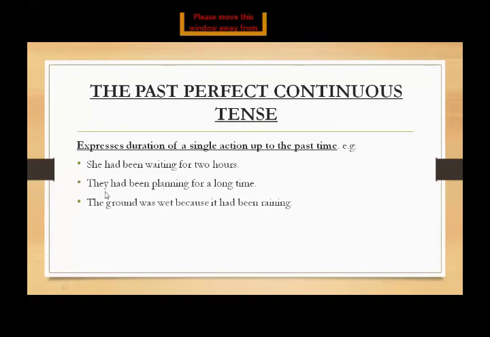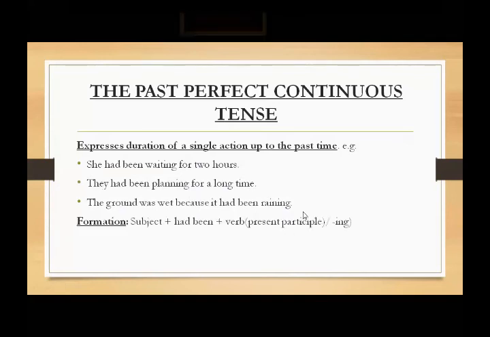She had been waiting for 2 hours. If I said "she was waiting for 2 hours," it would be wrong. They had been planning for a long time. The ground was wet because it had been raining. The formation is subject plus had been plus verb present participle, the ing form of the verb.